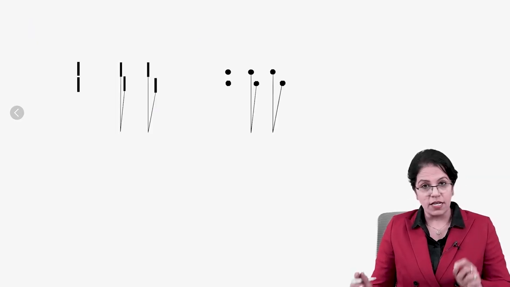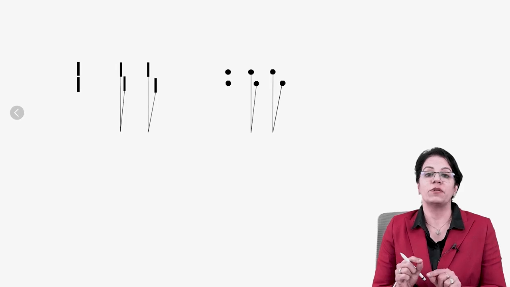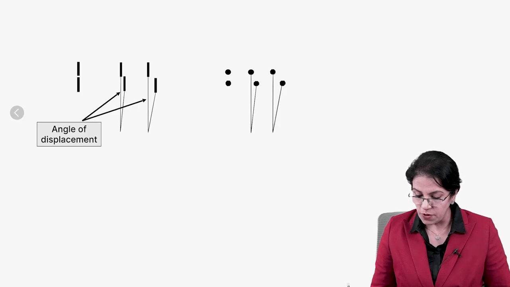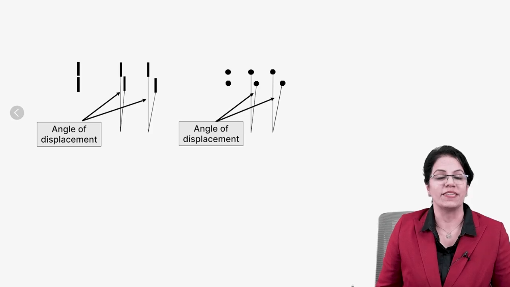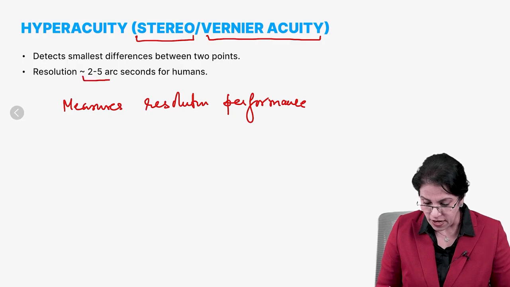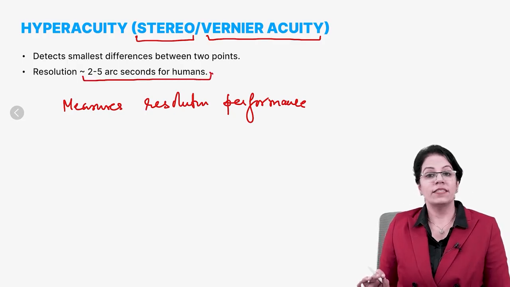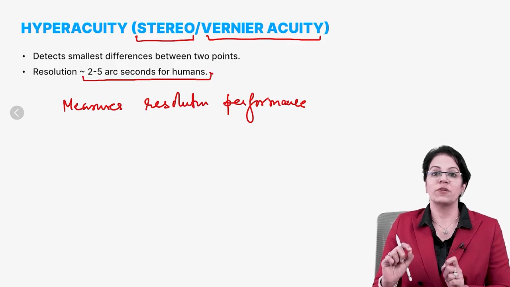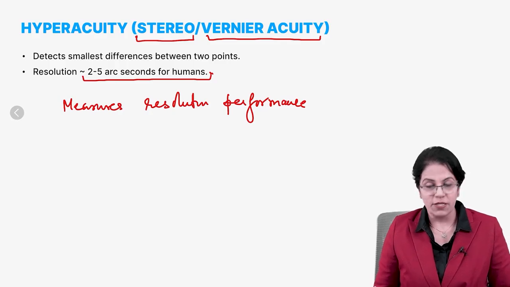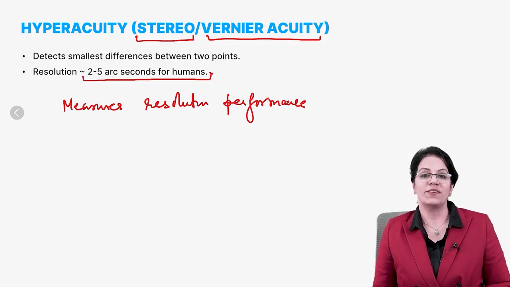Have a look. Which are the nearest points that I am able to catch hold of? That is my resolution point. So, the space between these 2 points will be called the angle of displacement. What is the normal value? It is 2 to 5 arc seconds for humans. So, it's not in minutes. This time we are talking about seconds. So, 2 to 5 arc seconds for humans. This is the resolution or hyperacuity of a normal human.